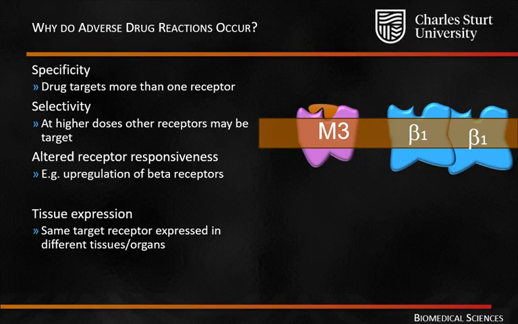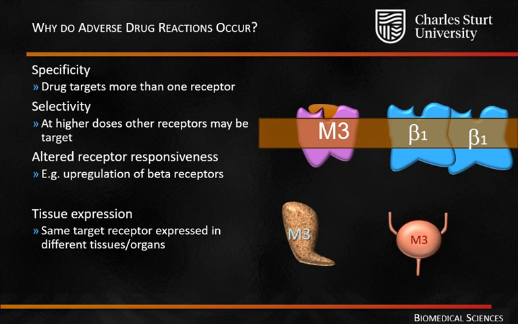The other thing that can occur is that the same receptor can be expressed on different tissues or organs. So if we look at the parotid glands that are our salivary glands, they express the muscarinic 3 receptor, but M3 receptors are also expressed on the bladder. And so if you use a drug to treat incontinence in the bladder, you'll also cause the patient to have a dry mouth because you're targeting the same receptor in a different organ. And so that's one of the reasons why you'll get an adverse drug reaction.